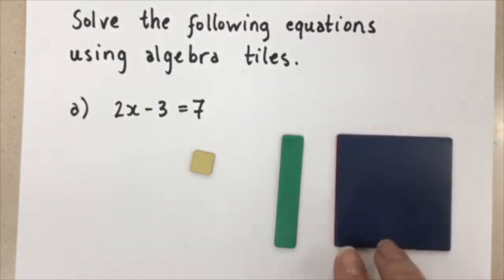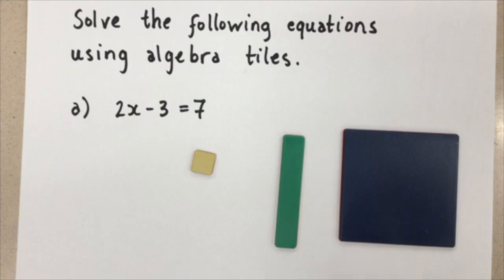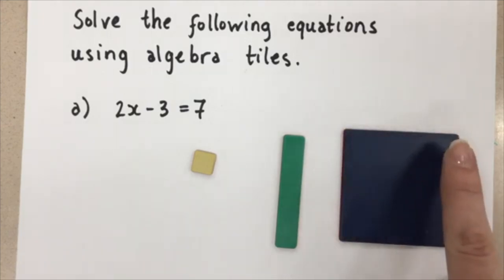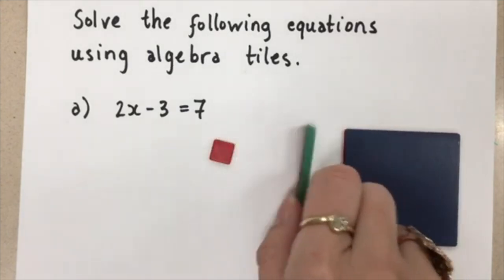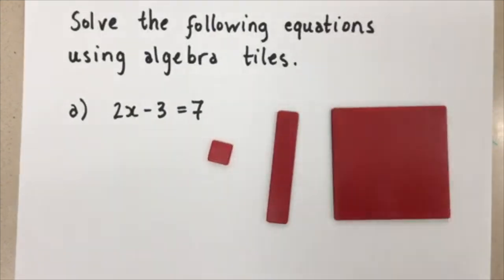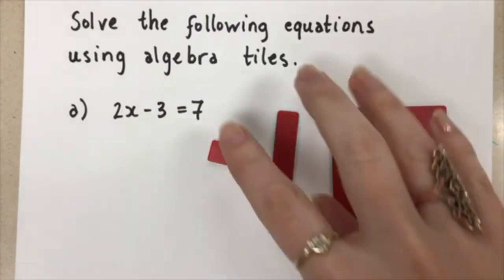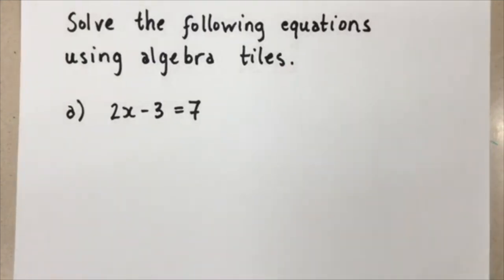And then this one, we're not using it today, but this one we usually call x squared because it's x times x. So that's our x squared. If we want these to be negative, we flip them over to the red side, and then they all become negative. So those are the tiles we're going to use. Let's look at our first question.